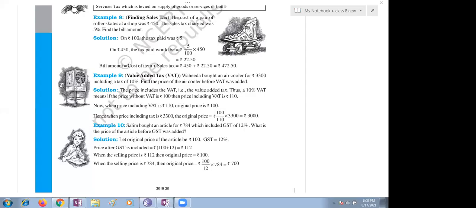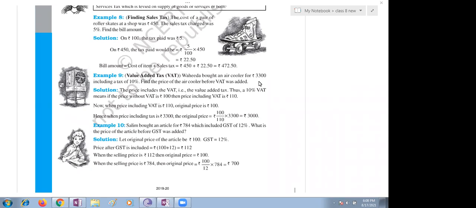And then we should find 5% of 450 and add it to 450. No need, or else directly you can take. What is the question here? The cost of a pair of roller skates at a shop was rupees 450. The sales tax charged was 5%. Find the bill amount. That means 100% is given.